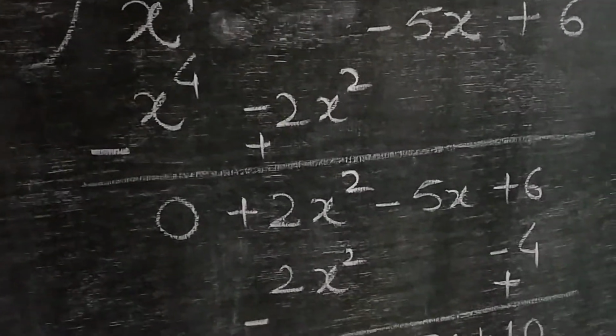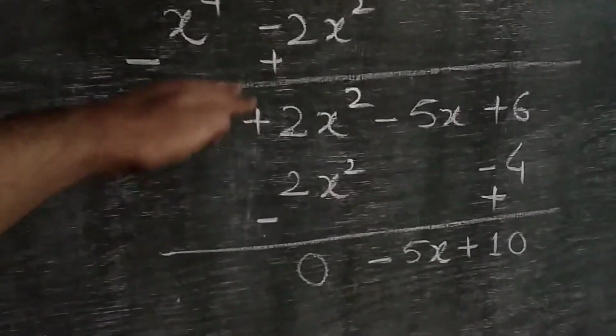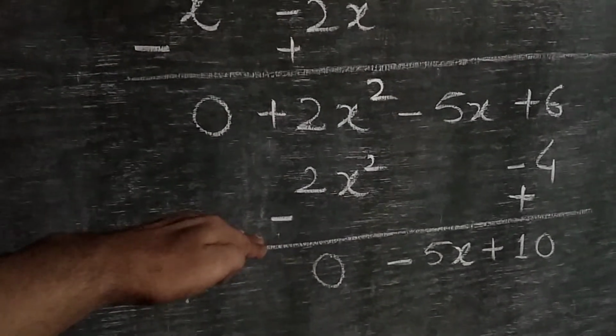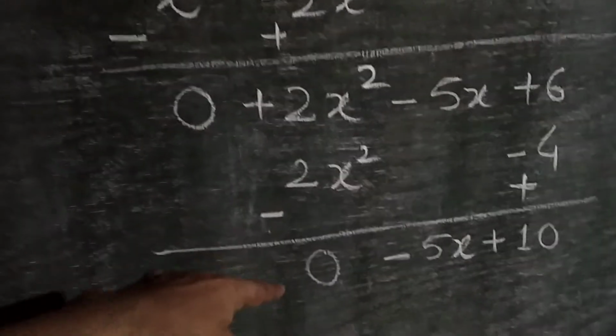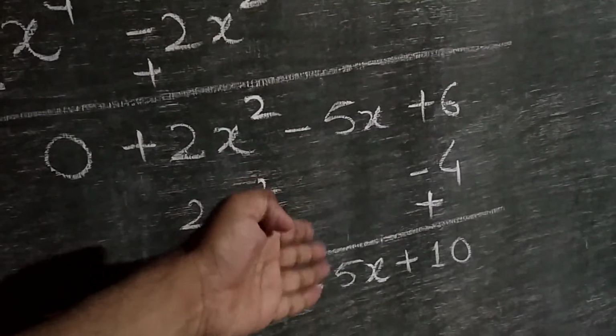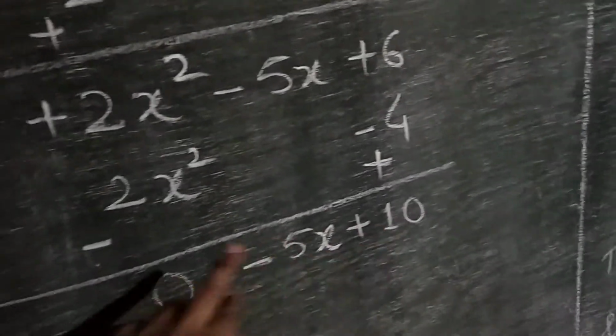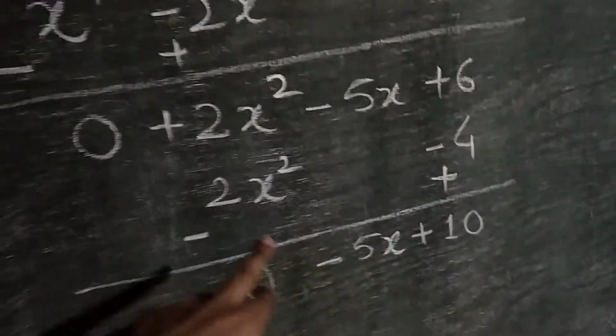So it will become minus and it will become plus. Now take their difference. So 2x square minus 2x square we will get 0. Minus 5x as it is because there is no term of x. 6 plus 4 that is 10. So minus 5x plus 10.